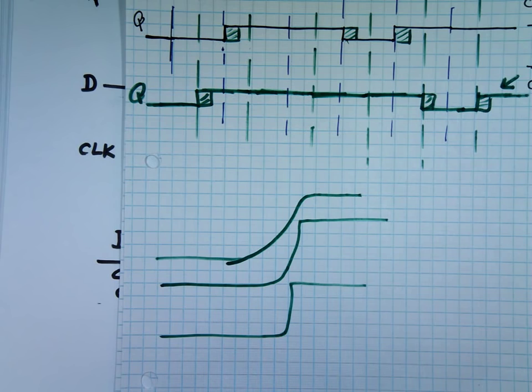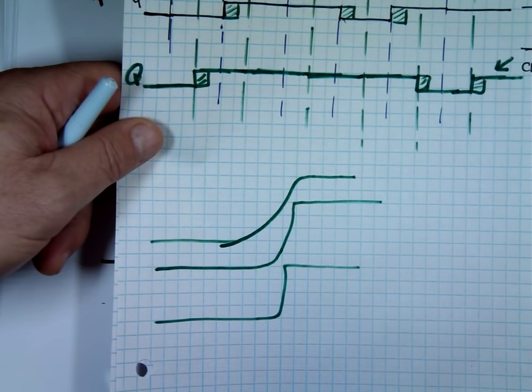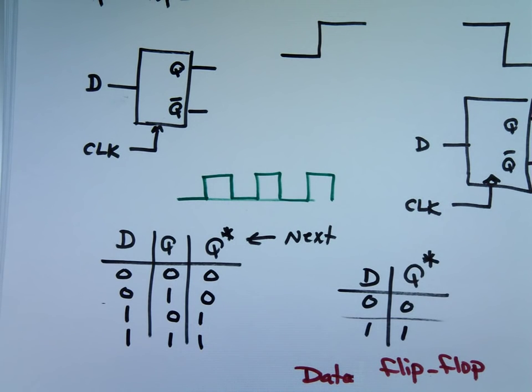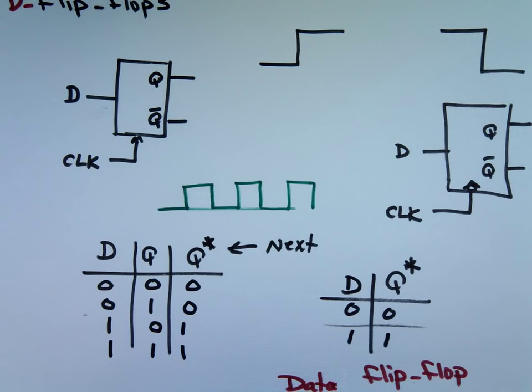You get a little time there, that little delay there. You and I might not be able to calculate that time. So we're going to look more at flip-flops next time. That's just an introduction to one flip-flop, the D flip-flop. We got a lot more. That's the easiest one, the data flip-flop.